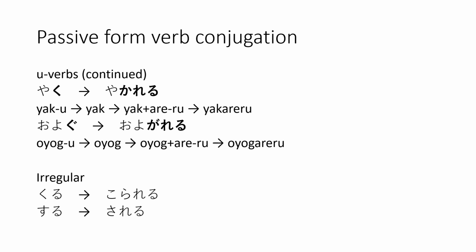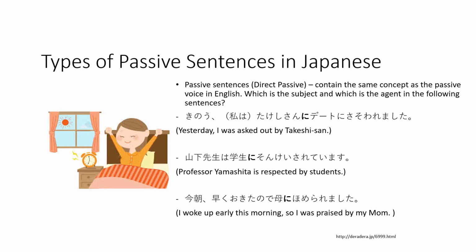焼く、焼かれる。泳ぐ、泳がれる。Irregular verbs, 来る is changed into 来られる。する is changed into される。Types of passive sentences in Japanese.